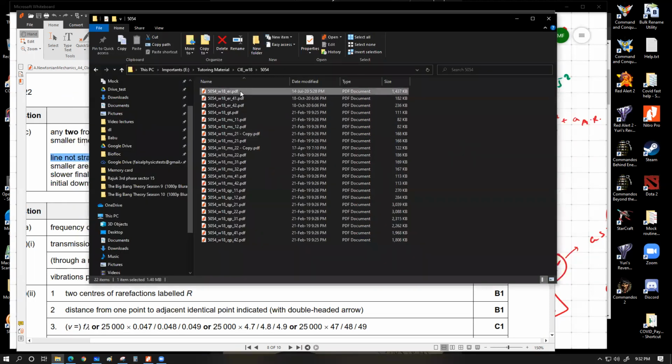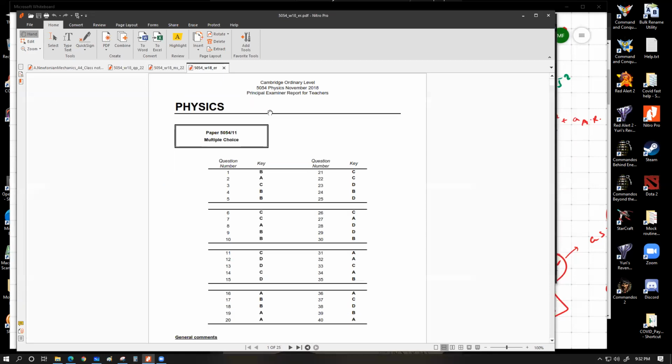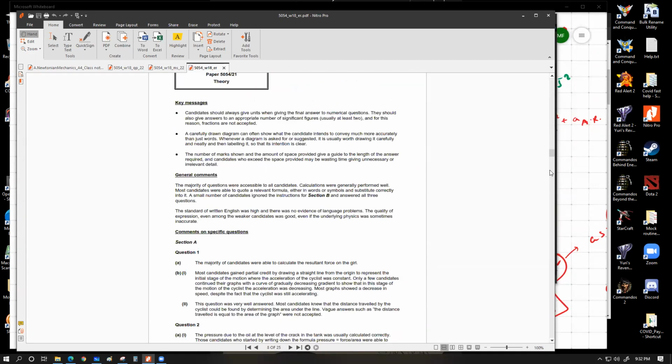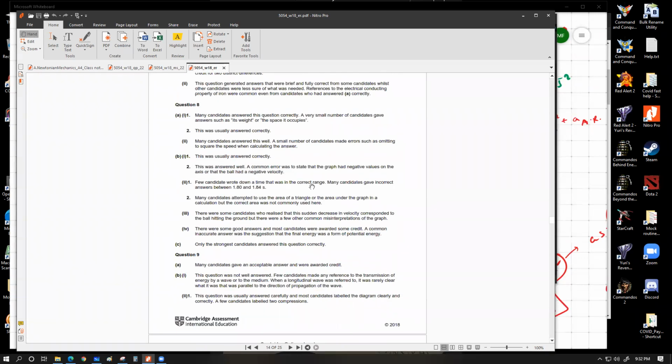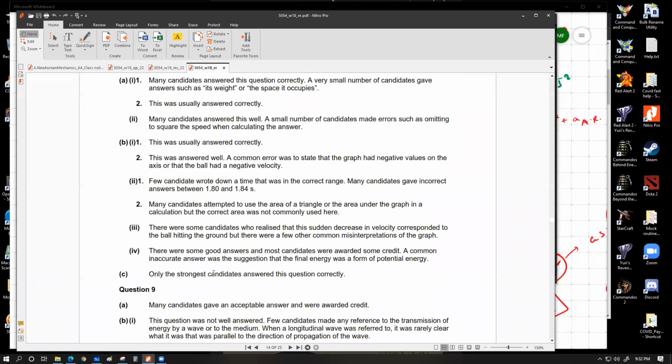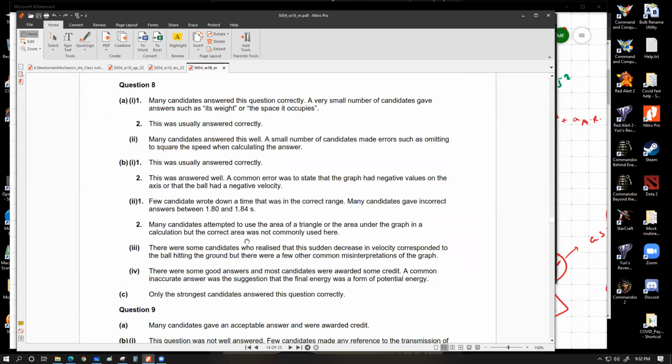Sometimes they actually provide some really good insight. This is paper number 22. So we're going to jump into that. 505422, question number 8. Let's have a look. Question number C. They didn't say anything very specific. They just said this: only the strongest candidates answered this question correctly. So the examiners didn't feel like discussing all the weird or wrong or creative and wrong answers that the students came up with. They just said one single thing and were done.